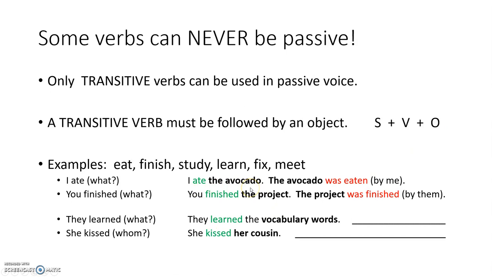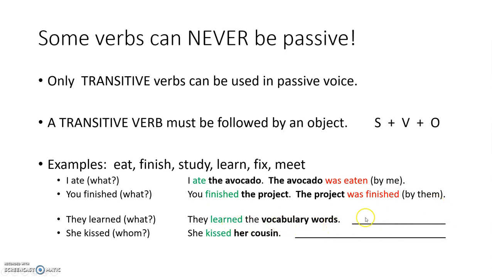So here are some sentences. I ate the avocado. The avocado was eaten by me, if you want to include that. This sentence could be written with active voice or passive voice because the verb eat is transitive. You finished the project. The project was finished. Whoops. Okay, I could say by them, or maybe I should fix this and say by you, right? I didn't make them match. Sorry.